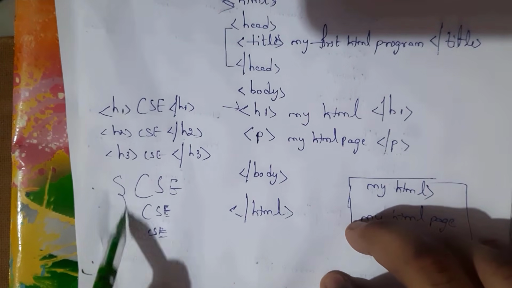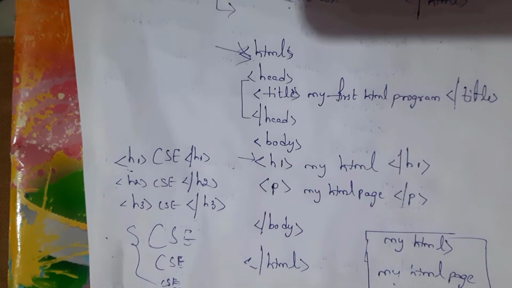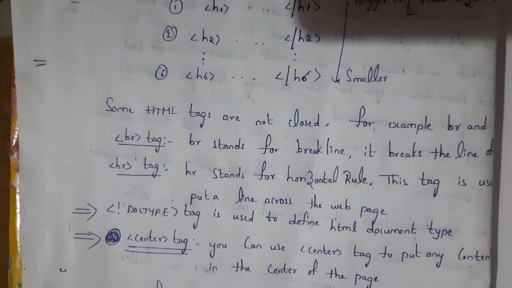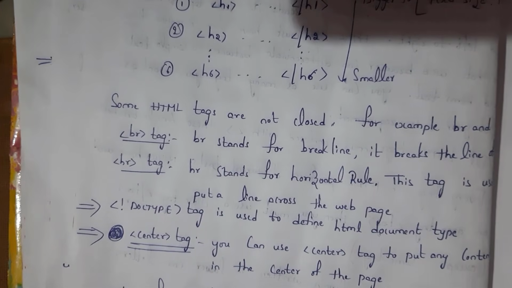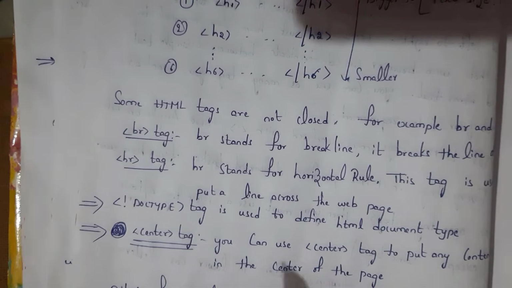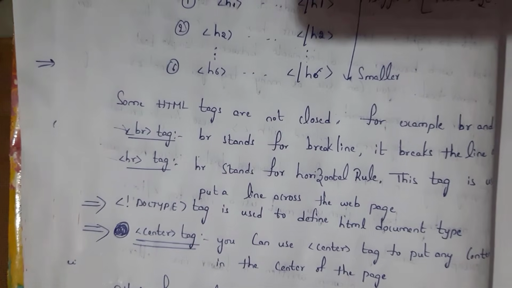Size is decreasing here, whereas H1 is the highest size and H6 is the smallest size. As I said before, for every open tag there is a close tag, but there are some tags that contain only an open tag. There is no closing tag. They are BR and HR, where BR stands for break tag.